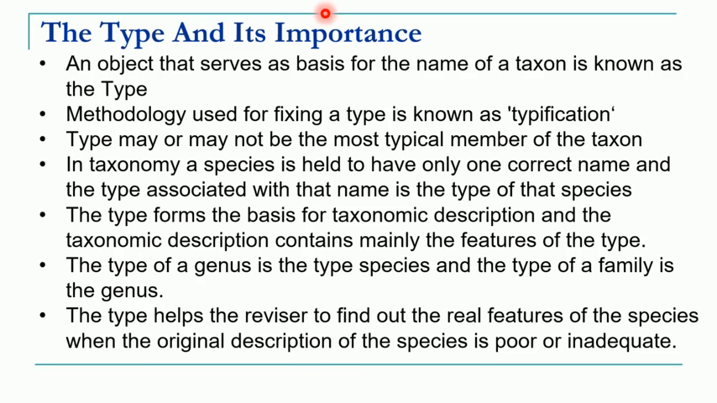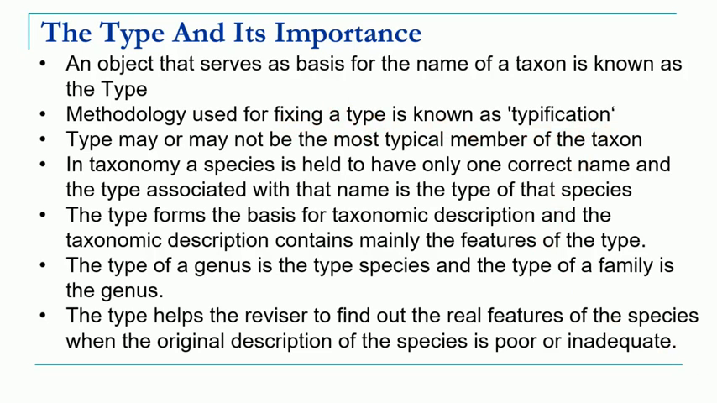Okay, now we come to the next part of today's discussion. What is meant by type and its importance in taxonomy. Now type means that specimen which was used by the taxonomist for the nomenclature of that particular taxon. So the object or specimen that serves for the naming of a taxon is known as type. And the methodology which is used for fixing the type is known as typification. Now this type may or may not be a typical member of the taxon.